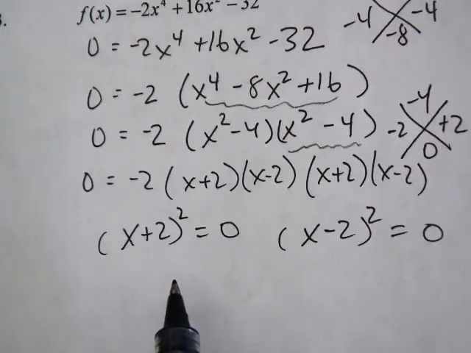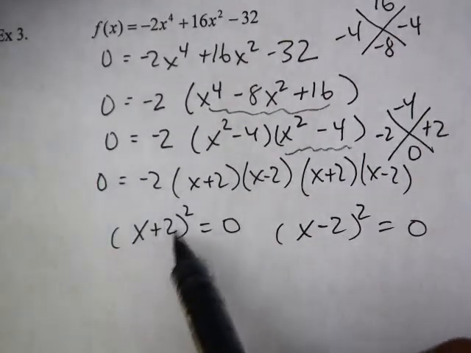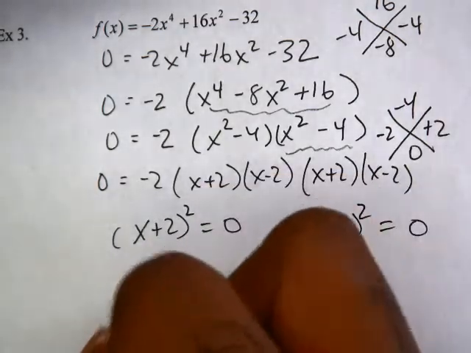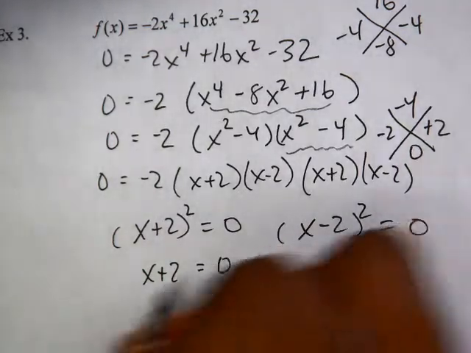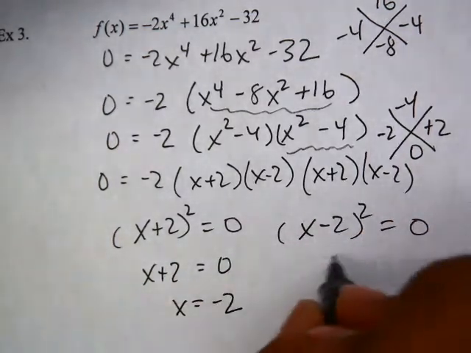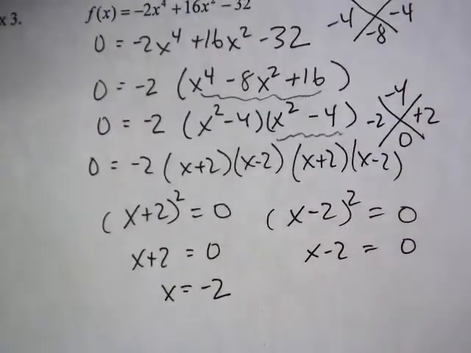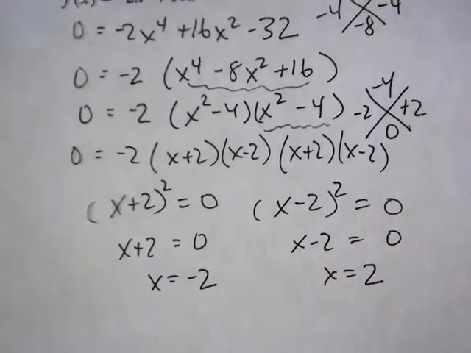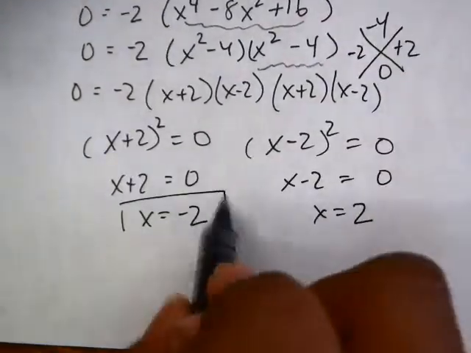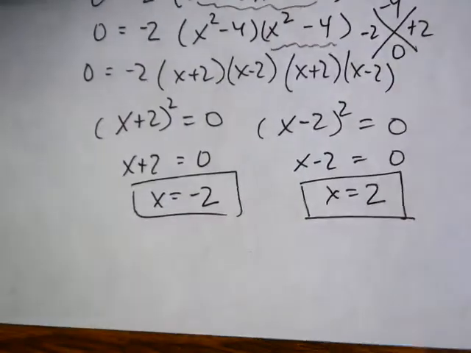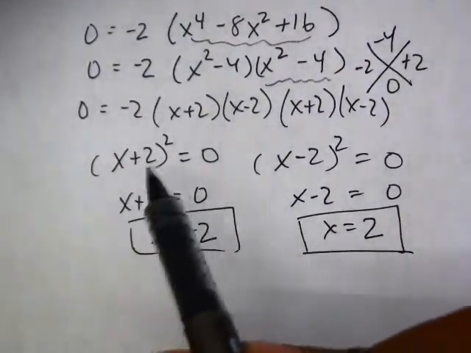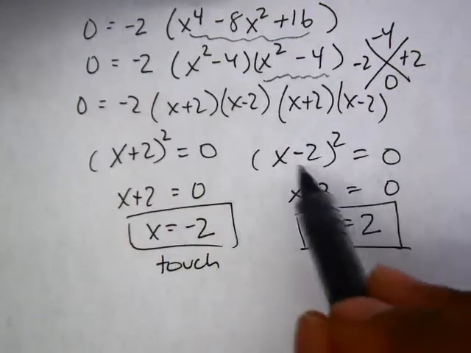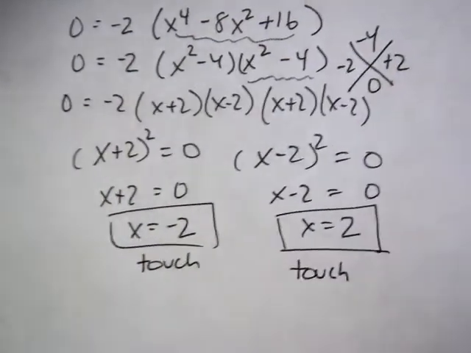Solving this now, x plus 2 squared equals 0. I can square root both sides, and that'll just give me x plus 2. The square root of 0 is 0. So one of my roots is negative 2. Same thing here. If I square root both sides, it's still x minus 2 equals 0. x equals 2 is my other root. So the question is, do I cross or do I touch? It was two x plus 2's. It was x plus 2 squared there. So I touch here, and I also touch here because it's x minus 2 squared.